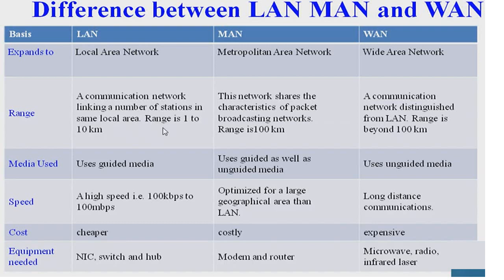Here is an important thing, the difference between LAN, MAN and WAN. When we come to the differences, there are 6 different categories: the area it is going to cover, the media which is going to be used, the speed and the cost of each network, and what equipment is needed for the network. First type, expands to.